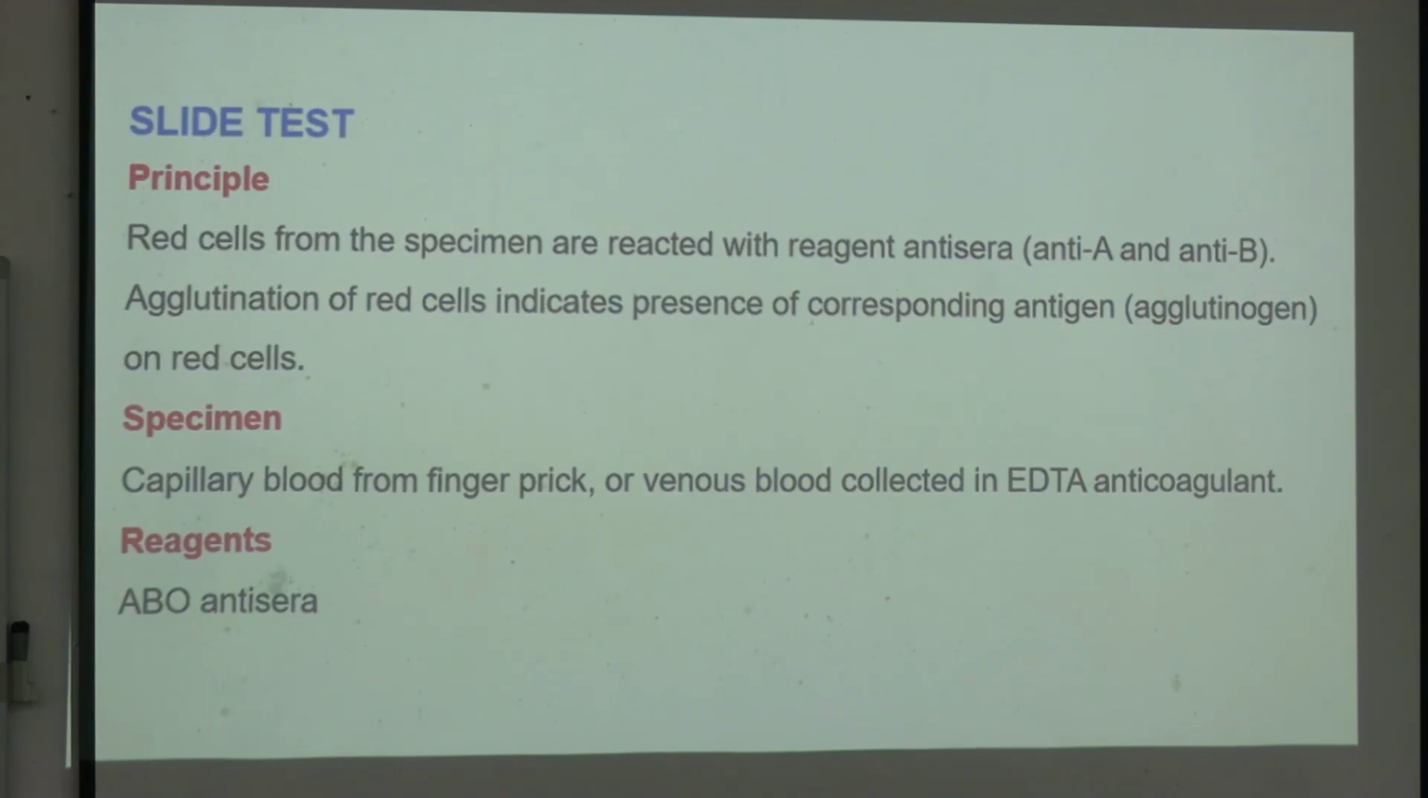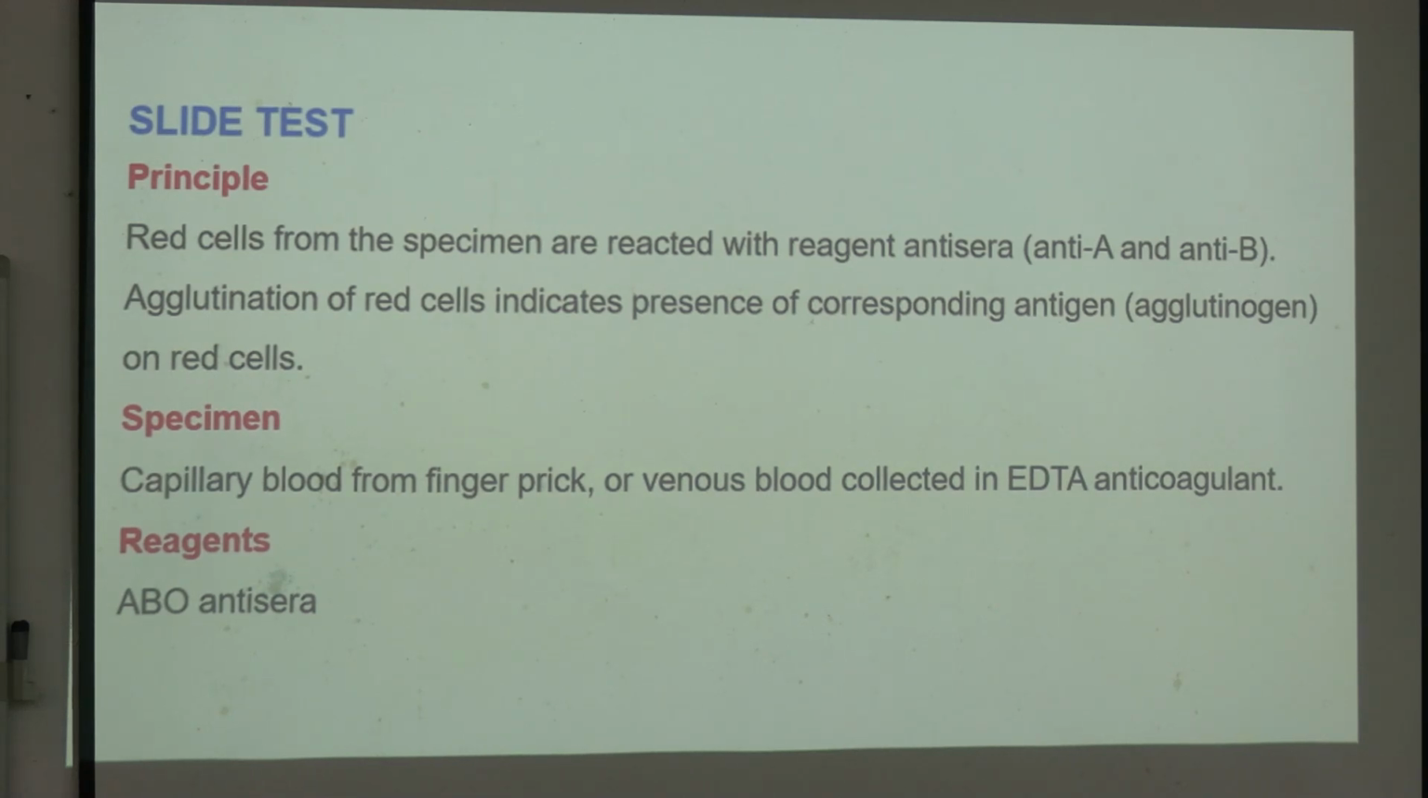Red cells from the specimen, that means the patient's blood, are reacted with reagent anti-sera, that means known anti-sera, anti-A and anti-B. Now agglutination of RBCs indicates presence of corresponding antigen on red cells. How is it done? So what is the sample that we take?